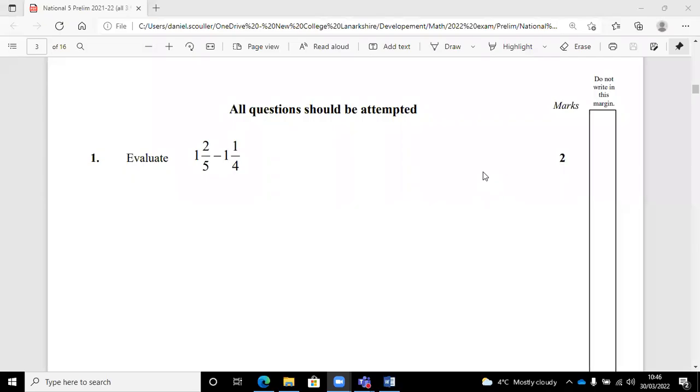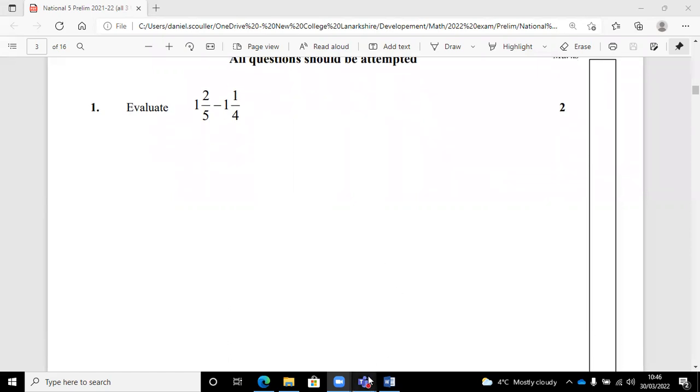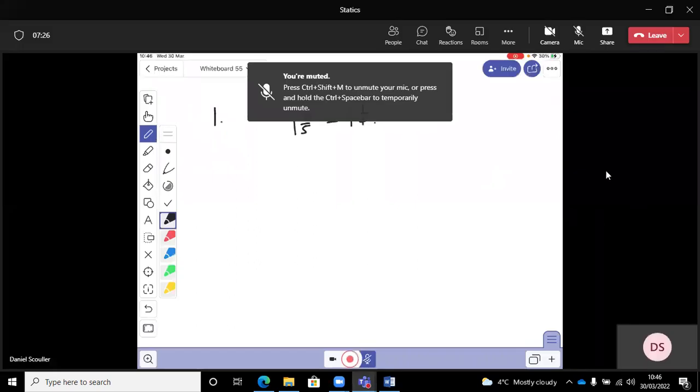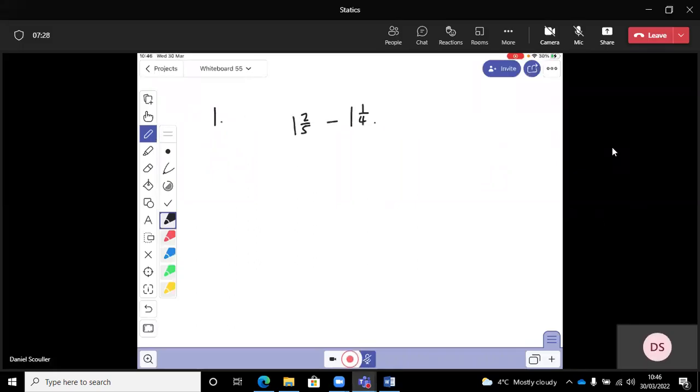Okay guys, so this is the recording of the non-calculator prelim paper. Okay, so first question, we've got mixed fractions. If you're looking for the section in the handout, it's section 2.5. On the whole, it was done pretty well.